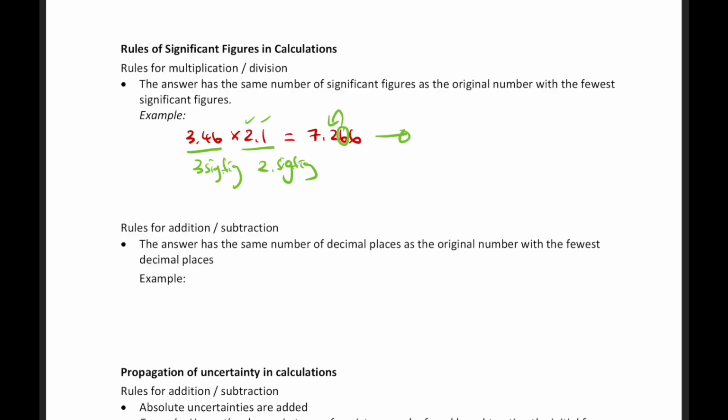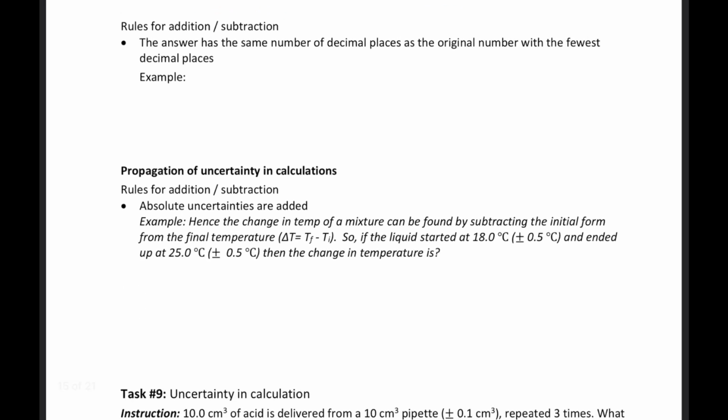So the final answer is 7.3. This is the correct number. And when you have addition and subtraction, the answer must have the same number of decimal places as the original number with the fewest decimal places.